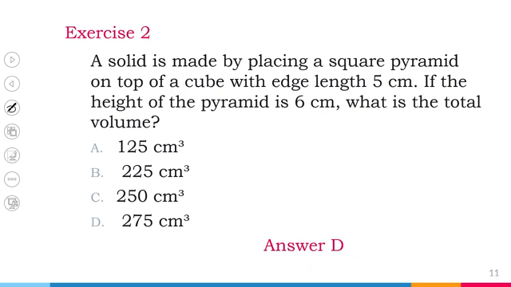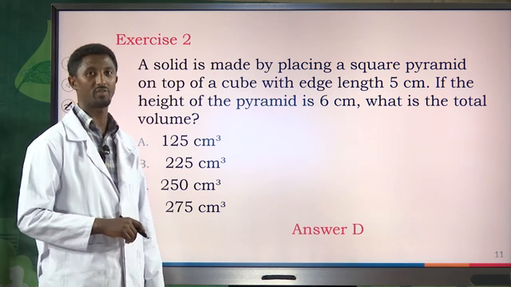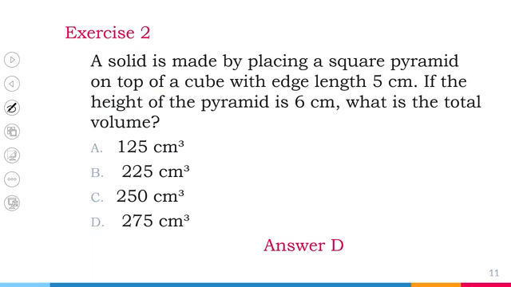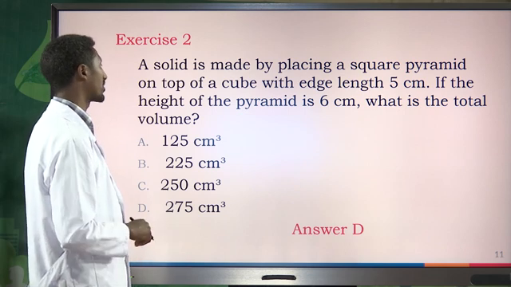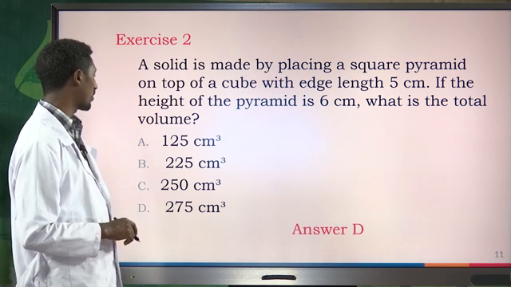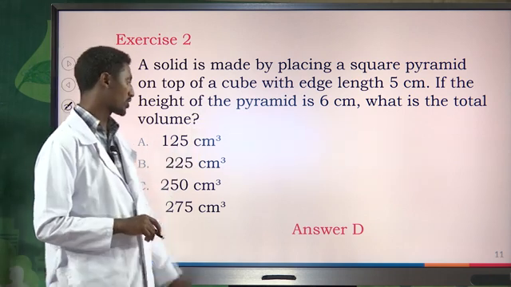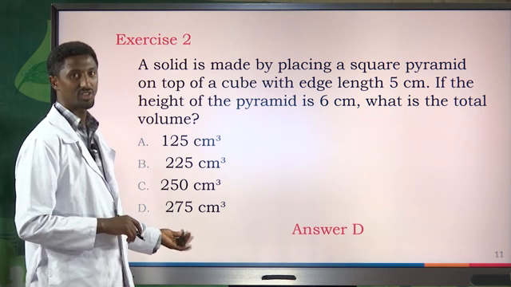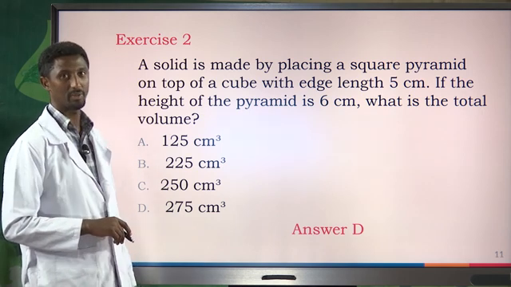Example 2, a solid made by placing a square pyramid on the top of a cube with edge 5 centimeter. If the height of the pyramid is 6 centimeter, what is the volume? There is a cube, then on the top a square pyramid is attached. So the height of the pyramid is 6 centimeter and the cube has edge 5 centimeter, what is the total volume? Compute using the ideas we have discussed and check that the answer is 275 centimeter cube.